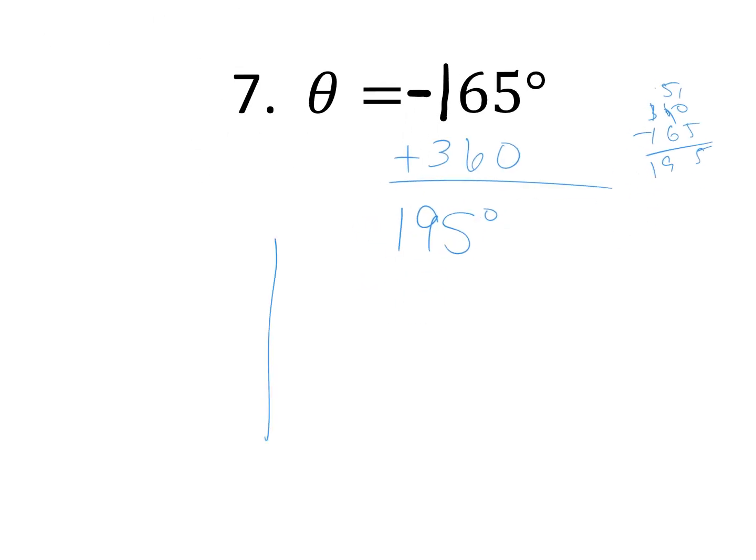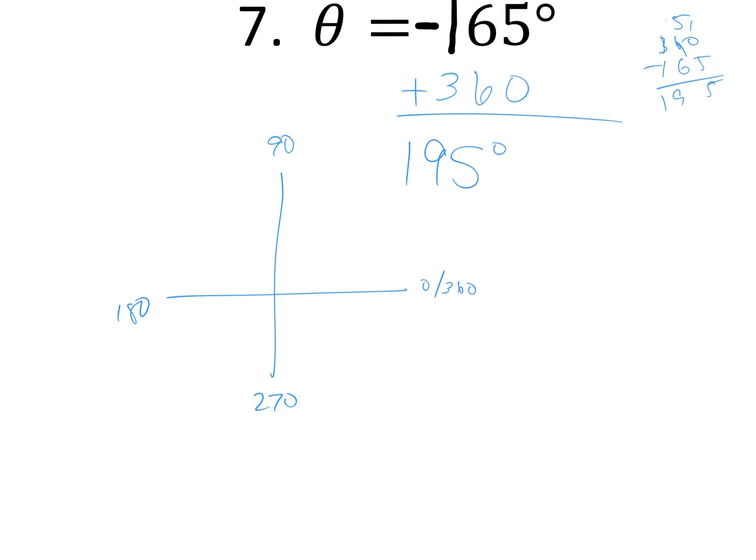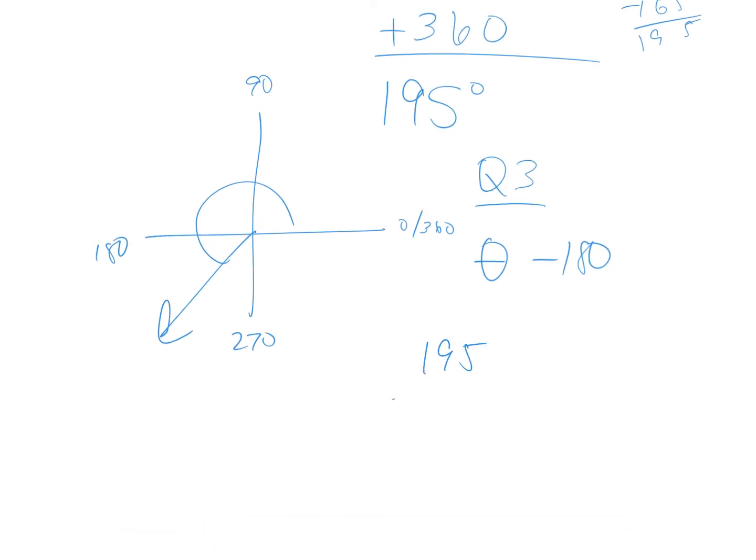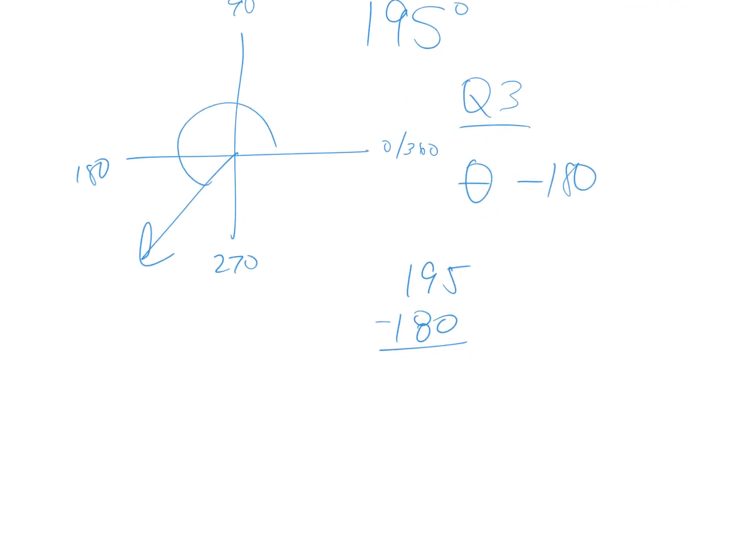So let's find out where 195 is. Here's 0, 360, 90, 180, 270. Where is 195? It's over here somewhere in quadrant 3. Good. What is the rule for Q3? It's the angle minus 180. So my angle of 195 minus 180 is how much? 15. Is 15 degrees positive and acute? Yes, you're good to go.